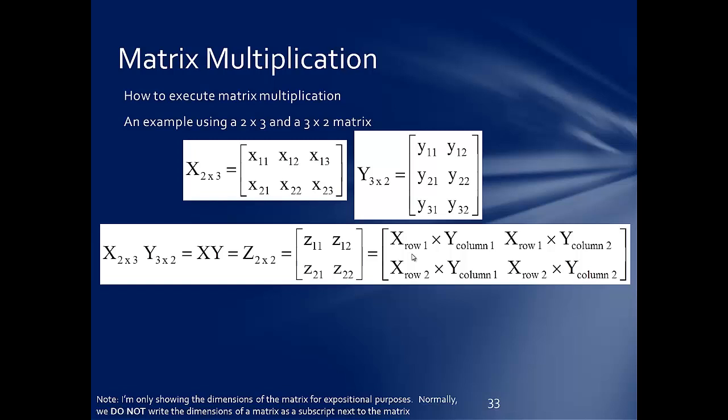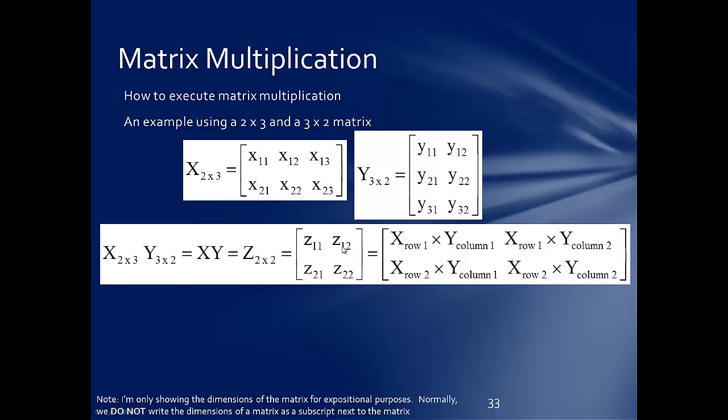And the way that we do this is, let's call the resulting matrix Z. The way that we get the first element, element 1,1 in the Z matrix, is to take the first row from the first matrix and multiply it by the first column of the second matrix. So we would take row 1 from the X matrix and multiply it by column 1 from the Y matrix.